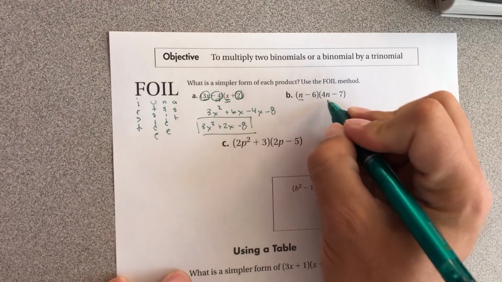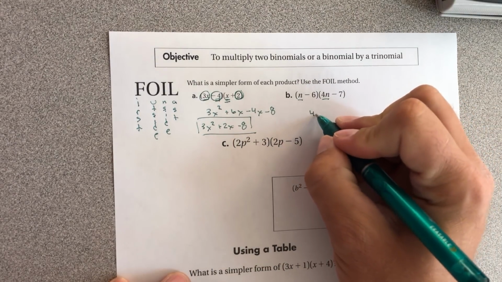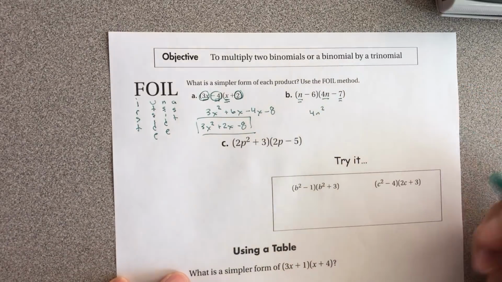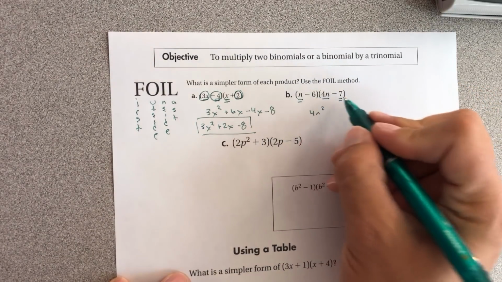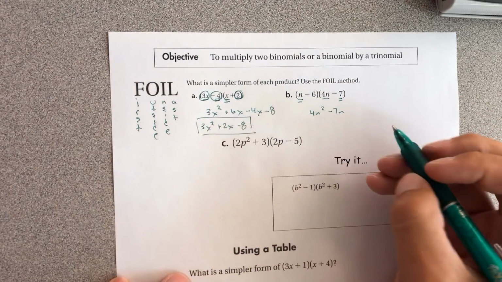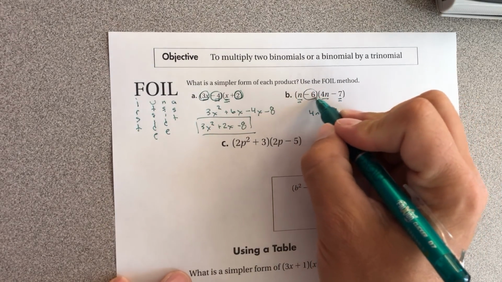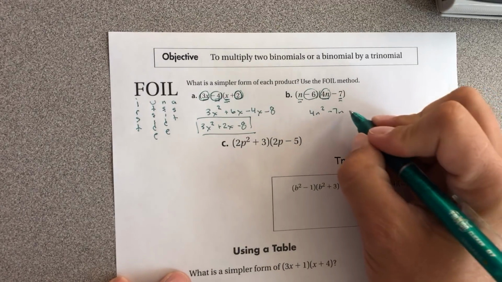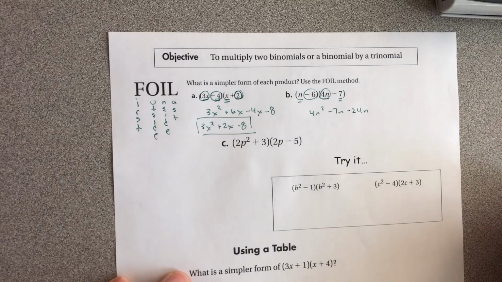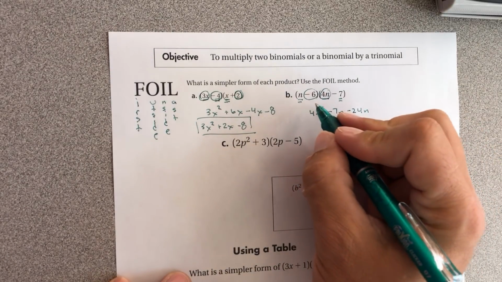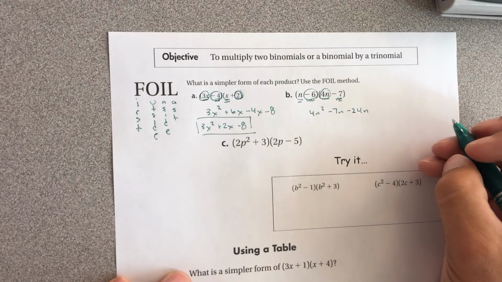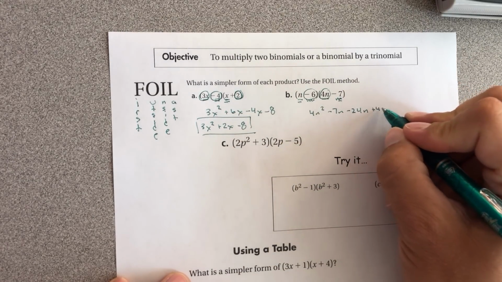FOIL, first, n times 4n is 4n squared. Outside means n times negative 7, the terms on the outside, which is negative 7n. I, inside, means negative 6 times 4n. Negative 6 times 4 is negative 24n. And then I have last, so negative 6 and negative 7. Negative 6 times negative 7 is a positive 42.